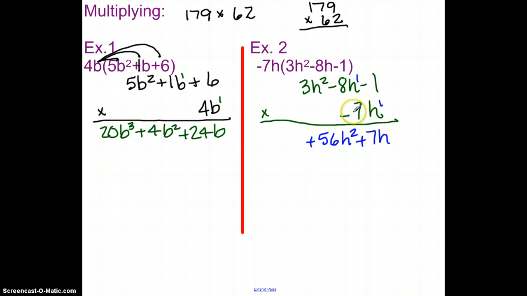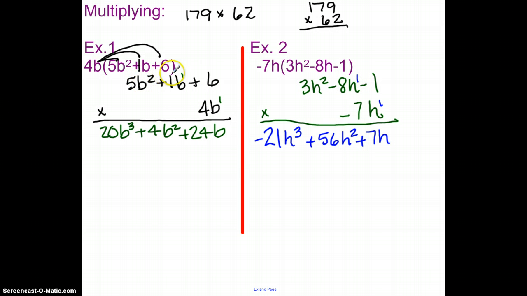And then negative 7h times 3h squared is going to be negative 21h cubed. Now, a big part of this is also, I don't know if you happen to notice, but these ones right here, this longer version, is in standard form. So it goes from h to h squared to just your number. The same thing over here.